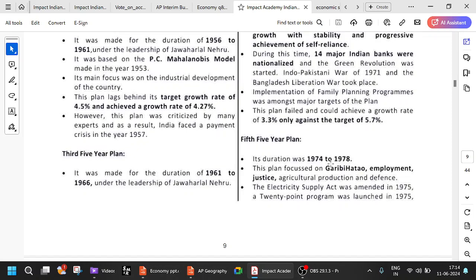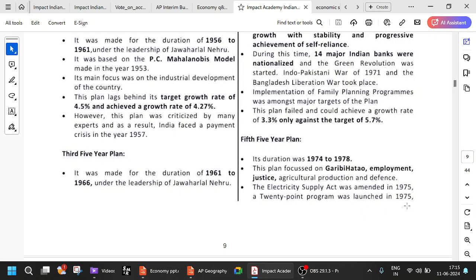So this fifth five-year plan is frequently asked because of this slogan, Garibi Hatao. So this was during 1974-78. That means during the emergency and all that. So the plan focused on Garibi Hatao, employment, justice, agriculture production, and defense.